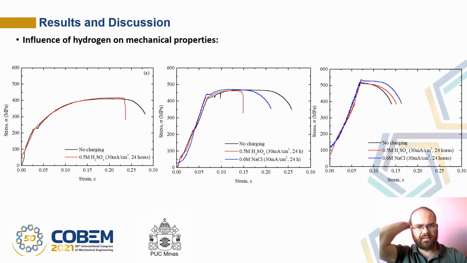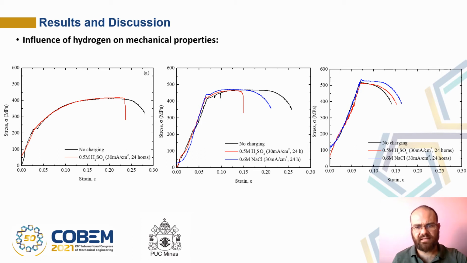Here we see the influence of hydrogen on the mechanical properties, on the tensile strength of different samples. And here we tested 2 electrolytes. For the annealed sample, so 0% pre-strain, the results are shown in letter A. We compared only the no charging situation and the charging in acid solution. For the remaining cases, in letters B and C respectively, we compared the acid solution with the sodium chloride solution.